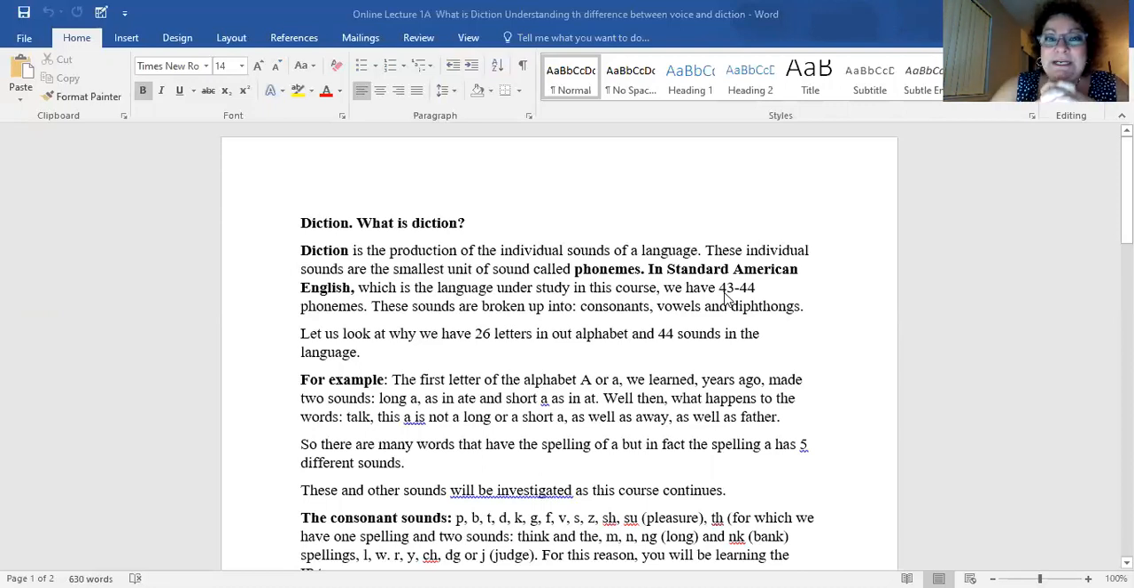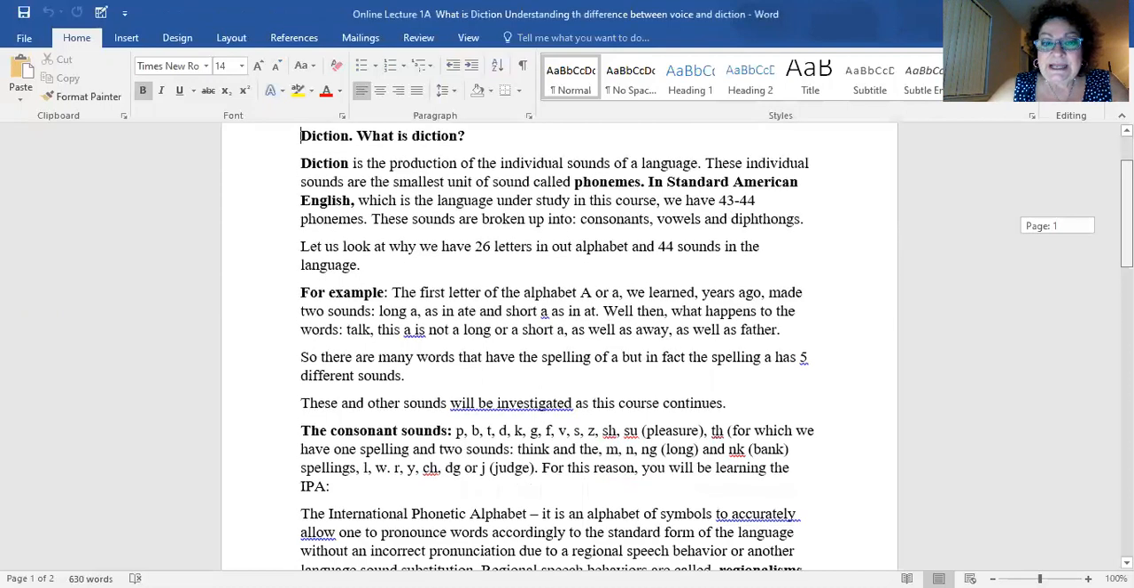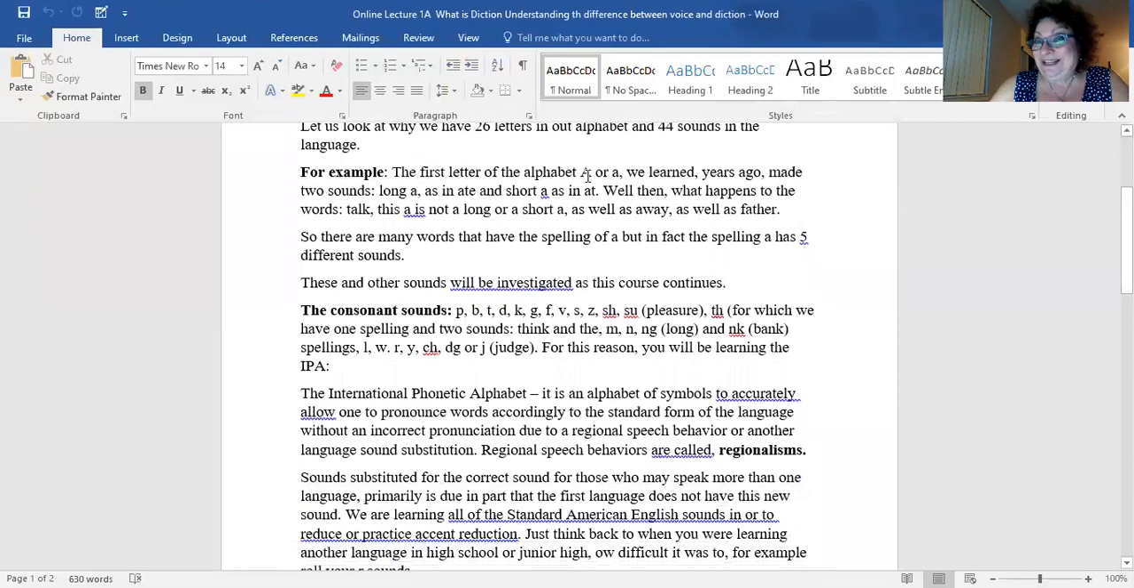So again, we're understanding that voice and diction are different. Diction is the crispness of the sounds of the language, the individual sounds. If you take a look here, you can see our letter A, the first one in the alphabet. When we were in third grade, second grade, I don't know what grade, they taught us that A has a long sound, A as in ape, or A as in at.